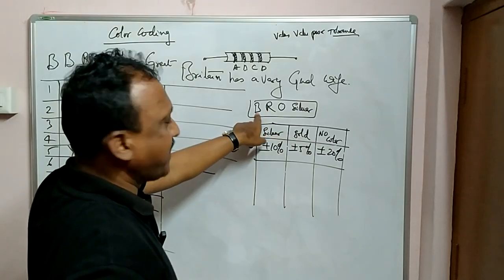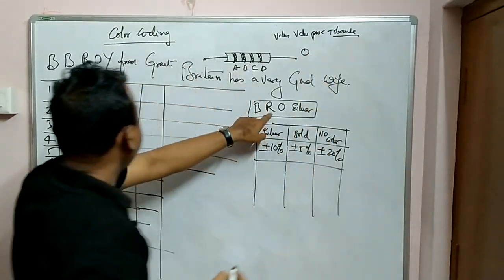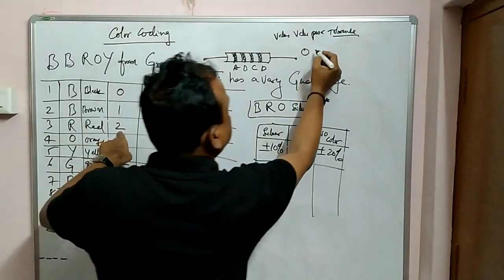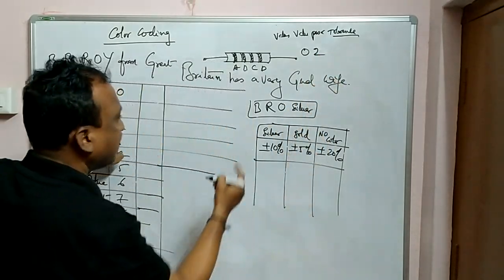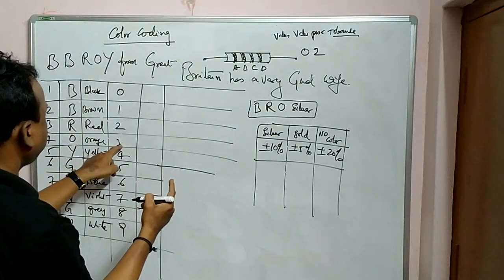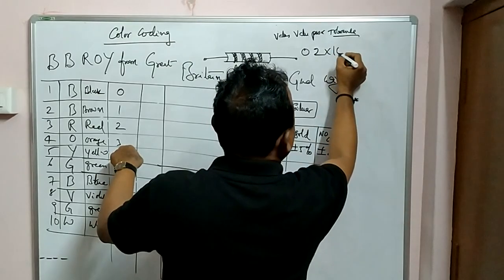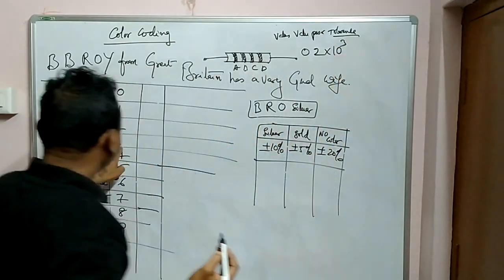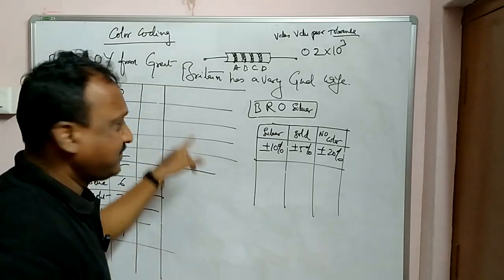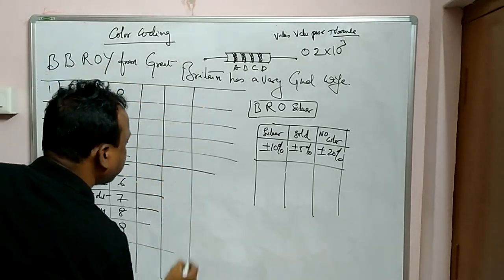What did I say about the first 2 colors? Values. For example, black 0. Second is red. Red comes to how much value? 2. Third one orange. How much is orange? 3. So I said factor. What is power? Into multiplier, 10 to the power of 3. Understand? See, the first 2 are values. First 2 have to be written as values. Third one is the multiplication factor.